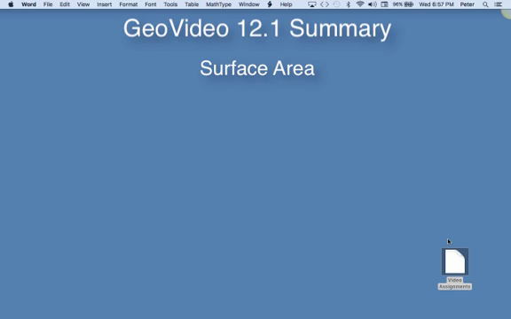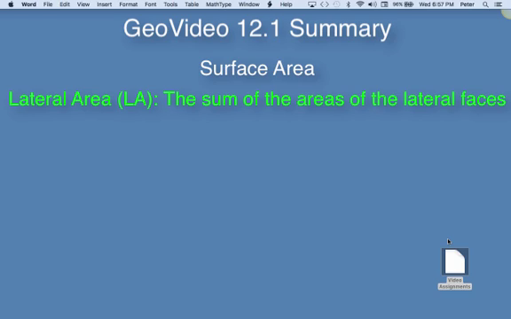The first type, or subset, of surface area was lateral area, and that was the sum of the areas of the lateral faces. The shortcut that I want you to use in this chapter, because it's just so much quicker, to find lateral area was the perimeter of the base times the altitude of the prism. And of course, you'll recall the altitude and the lateral edge were the same thing.